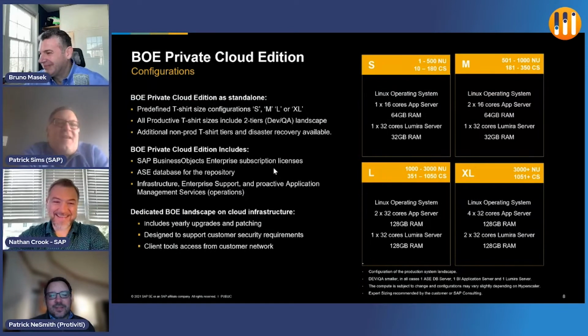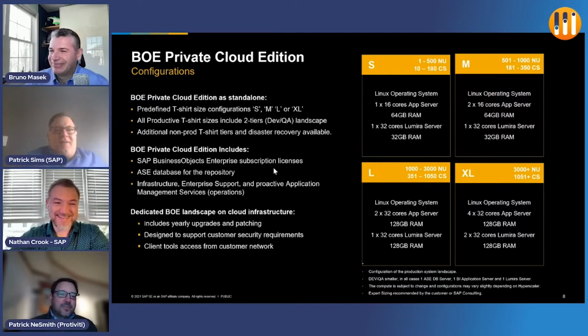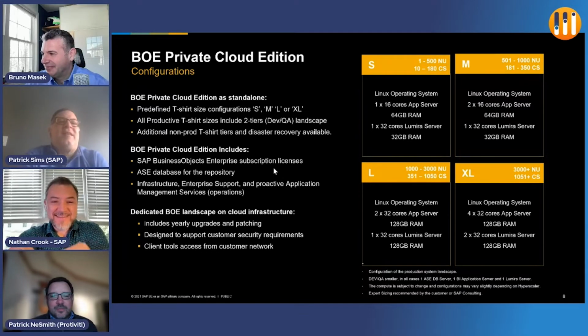Okay. So I know there were questions in the first section, and this will start to get to it a little bit about how we do pricing and configuring of PCE environments. We start with t-shirt sizes from a user configuration perspective, and that dictates a lot of the firepower we can throw at it. Small size is from 1 to 500 named users, and it delves into around 10 to 180 concurrent sessions.